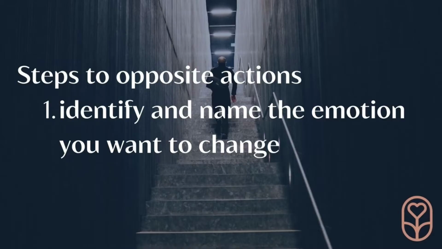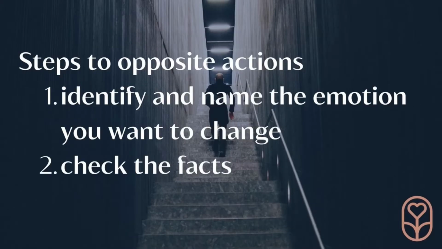There are 7 steps to opposite action. First, identify and name the emotion you want to change. Second, check the facts. The second step can be difficult to figure out. Is there any chance you have misinterpreted the situation or missed important facts about the situation? Check the facts to be sure.